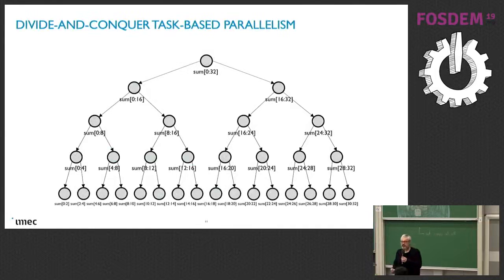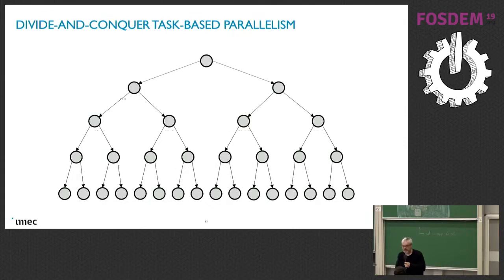So we split up our problem into smaller and smaller pieces until we arrive at leaves that we can do sequentially. Now this looks like a little bit too much overhead. Why do we create such a task tree? Why don't we just split it up by the number of cores and be done with it? Well, the beautiful thing about these kinds of task trees is that they are very, very flexible to schedule.